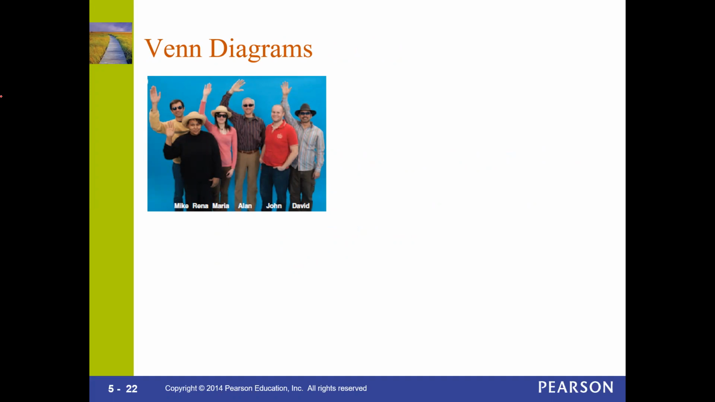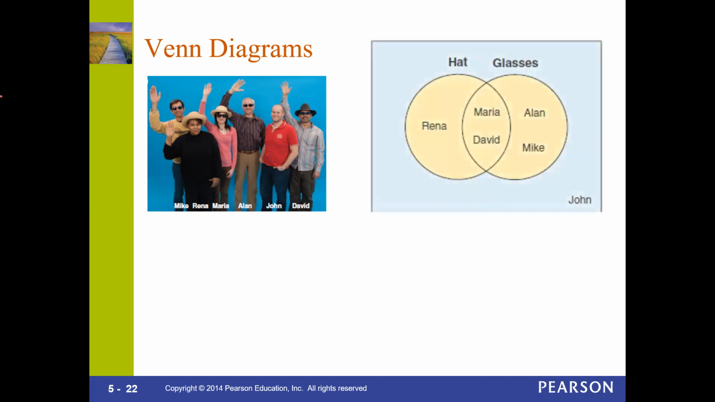So I can create something called a Venn diagram that looks like this. And I can say hat and glasses. So these are their names, okay? Notice that about 2 people have hat and glasses at the same time. If I can point them out, this is Maria and David, who have both hat and glasses at the same time, okay?